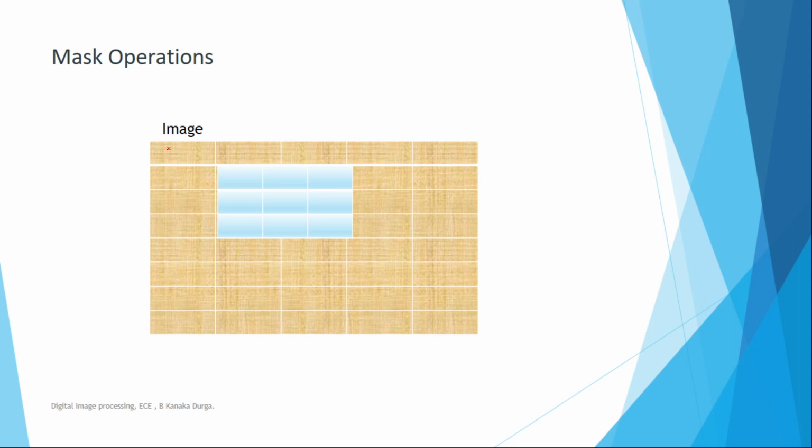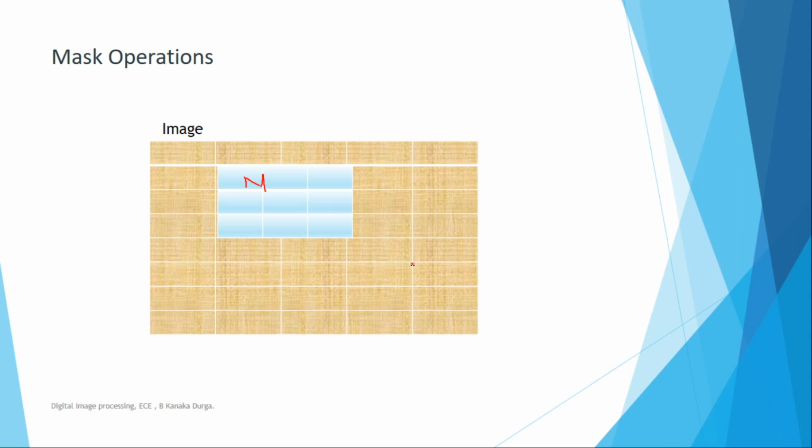This is the original image I have, and on this original image we have to consider a mask. The blue color is the mask. The mask should have odd-number sizes only, like 3 by 3, 5 by 5, 7 by 7. So on the original image we have to place this mask. What happens with respect to the mask?